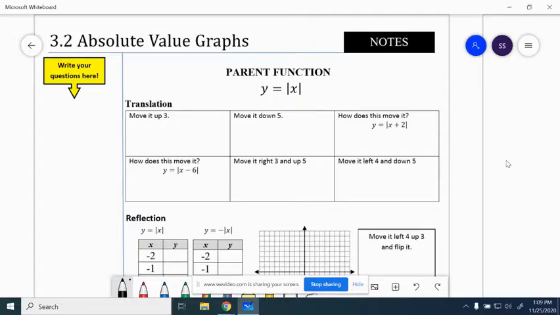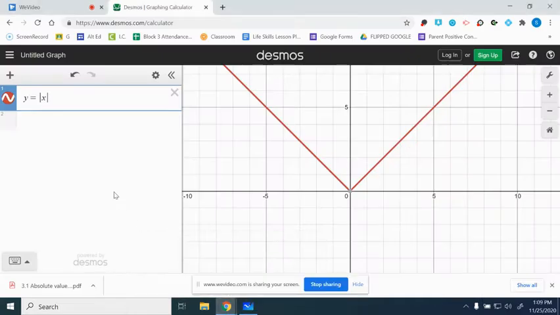All right, this is 3.2 absolute value graphs. We're going to start today looking at the parent function, which, again, is just simply the most basic function in a family of functions. We're going to start today looking at Desmos, which is our free online graphing calculator. So I've got this parent function graphed out here, y is equal to the absolute value of x.